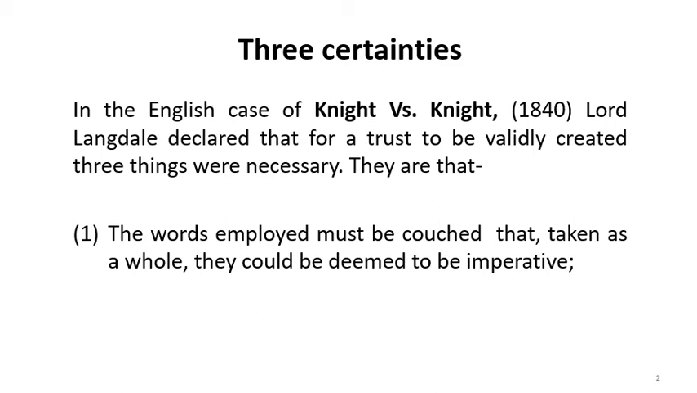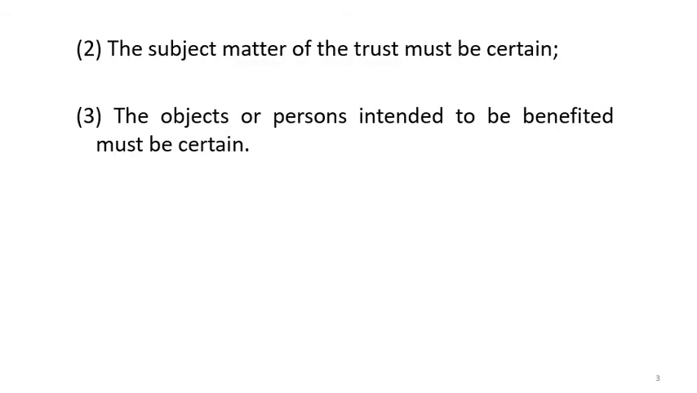First, the words that they have employed, or what they have spoken at the time of the transaction, must be such that, taken as a whole, they could be deemed to be imperative. Second, the subject matter of the trust, that's the trust property, must be certain. As you know, without trust property, there can't be a trust at all. Third, the objects or persons intended to be benefited must be certain.